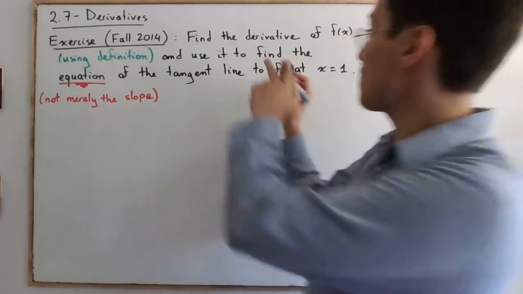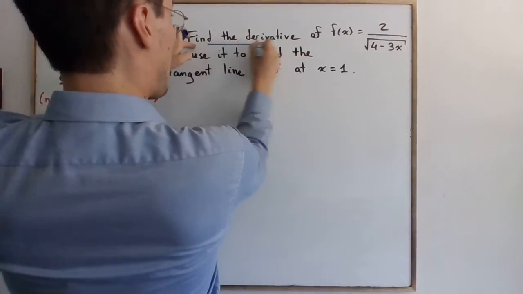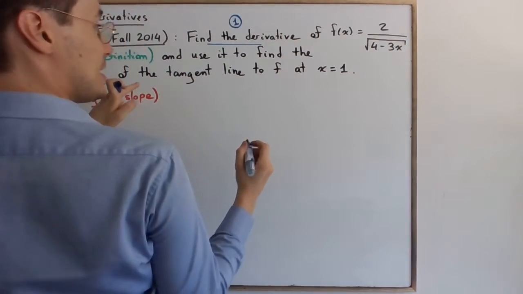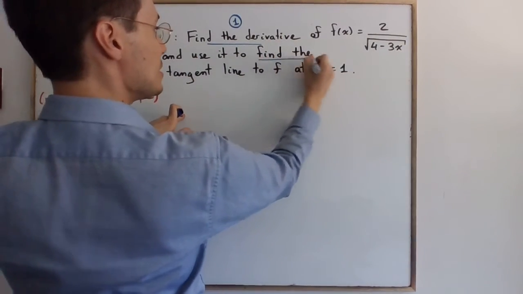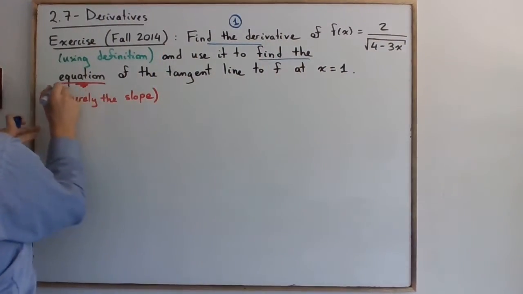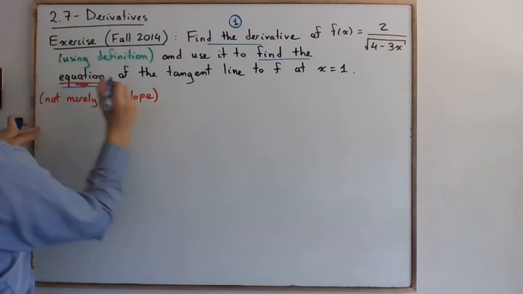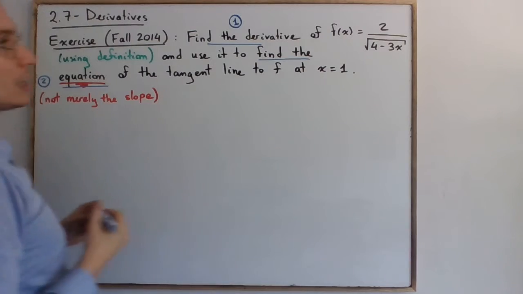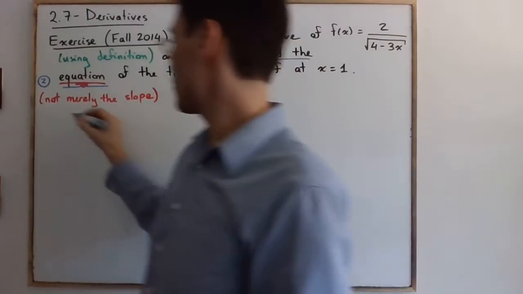So finding the derivative will be step number 1. And finding the equation will be step number 2. All right, so let's begin with the derivative.